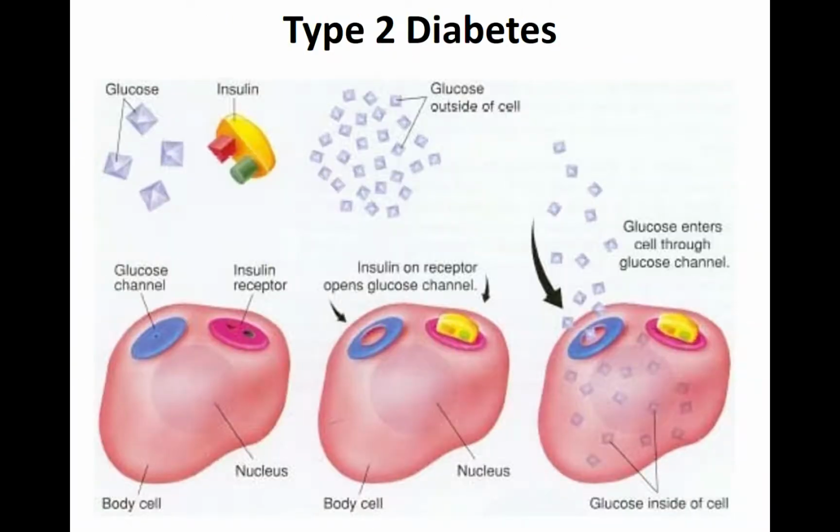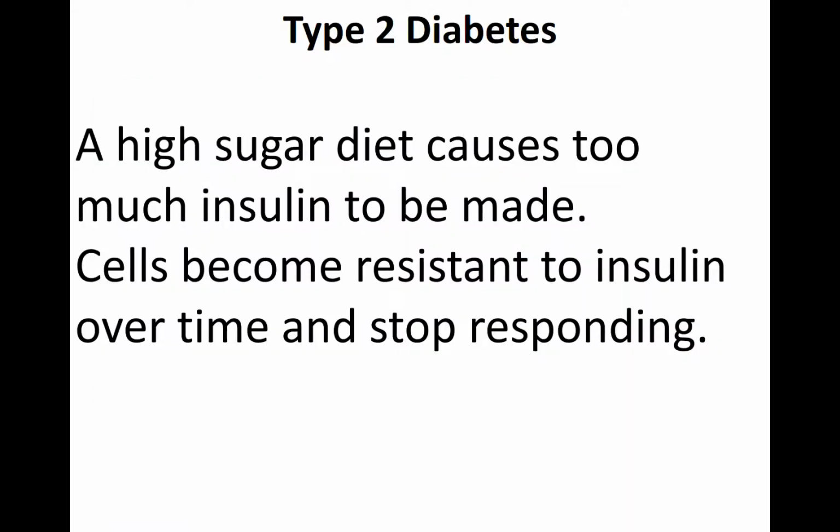In the case of type 2 diabetes, cells take in glucose in response to insulin, so when insulin arrives at the cells, it causes more glucose to be taken in by the cells. With type 2 diabetes, a high sugar diet causes too much insulin to be made. The cells eventually become resistant to the insulin, so they stop responding and stop taking in the glucose that they are supposed to.